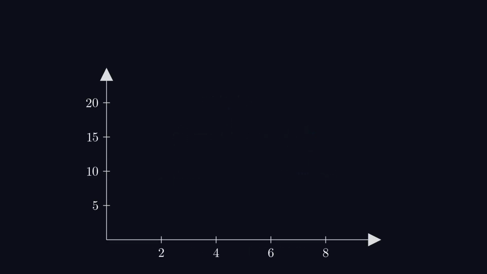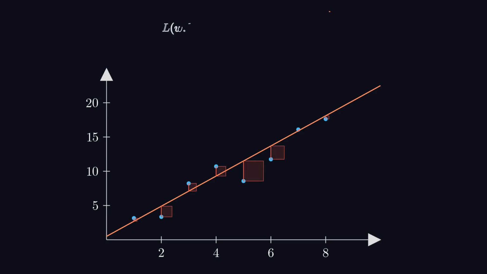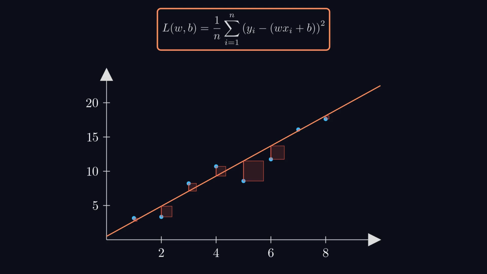For each data point, the error, the residual, is the difference between the actual value y and the predicted value y hat. Some residuals are positive, some are negative. If we just add them up, they cancel out. A line that's wildly wrong could still have errors summing to 0. So we square each error. That makes everything positive, and it punishes big errors more than small ones.